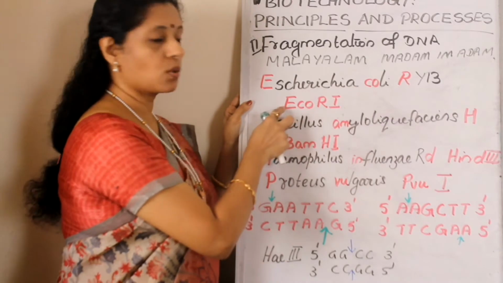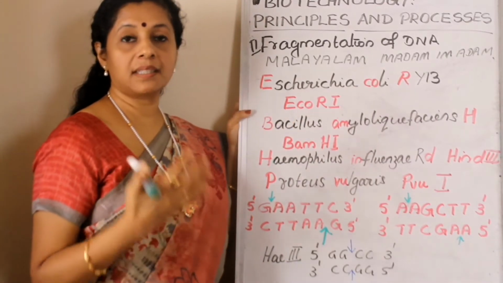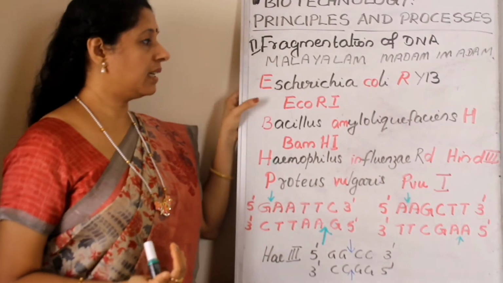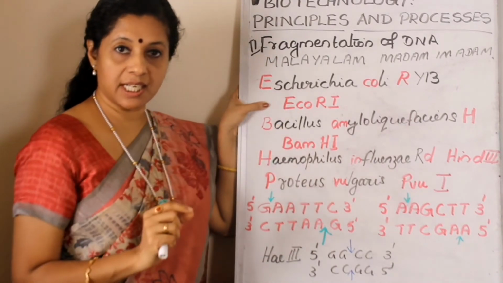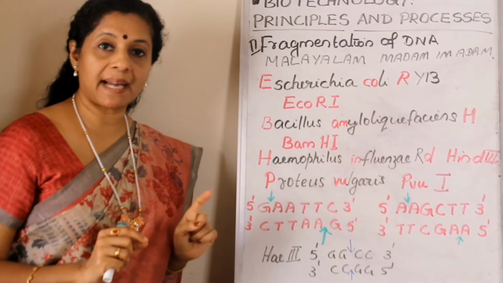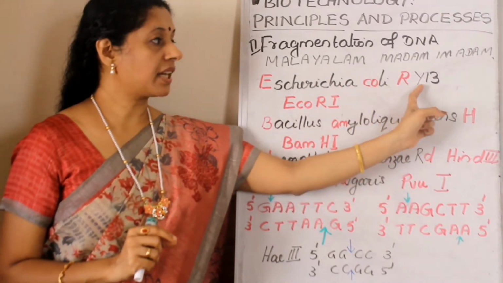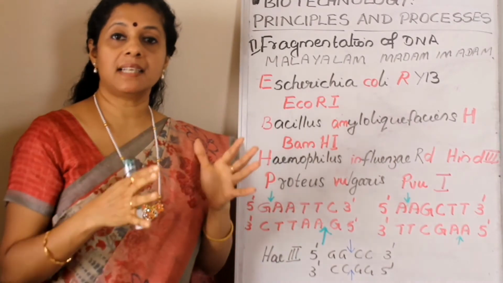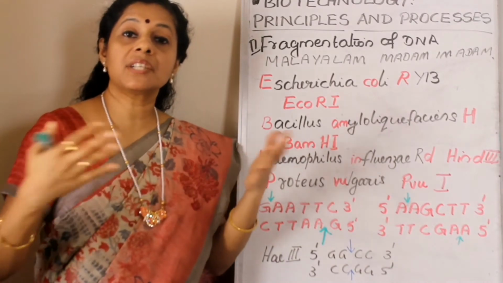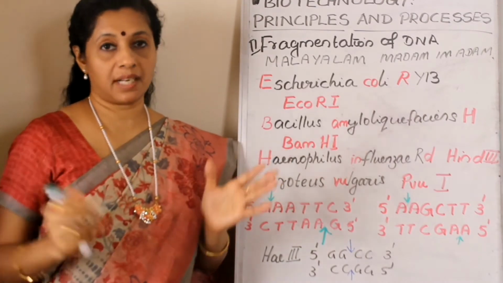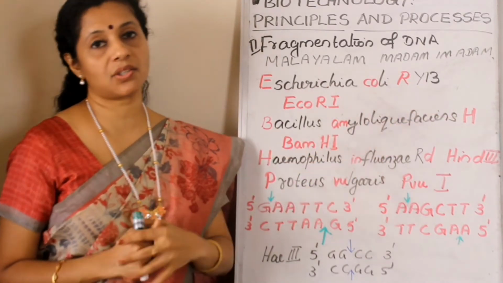Escherichia coli is the source bacterium, because we learned restriction enzymes are extracted from bacteria. So here EcoR1 is a restriction enzyme that we extracted from the bacterium called Escherichia coli. Then the strain of that bacterium, because in a species there are different strains or varieties available. The strains are given different names. So here RY13 is the strain.